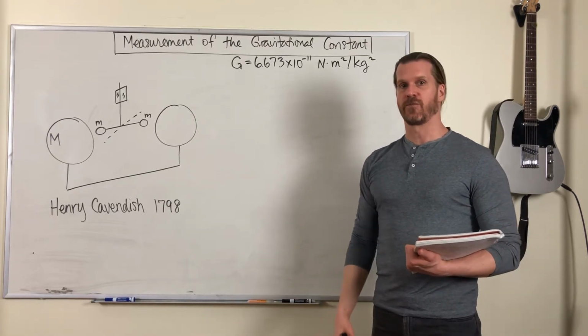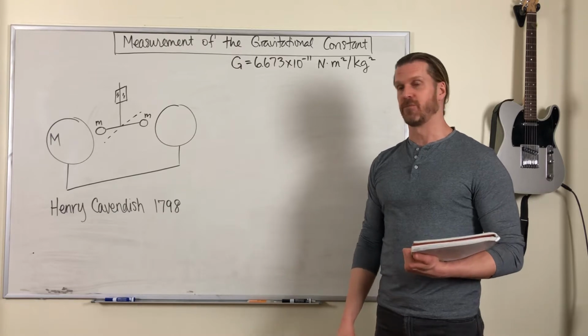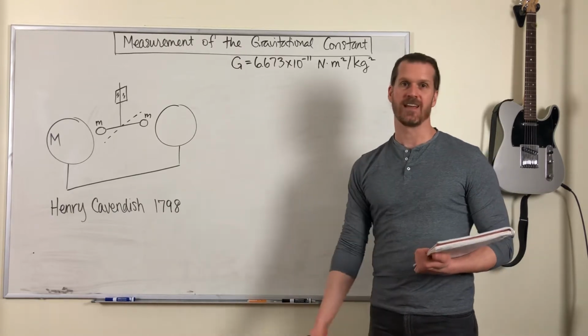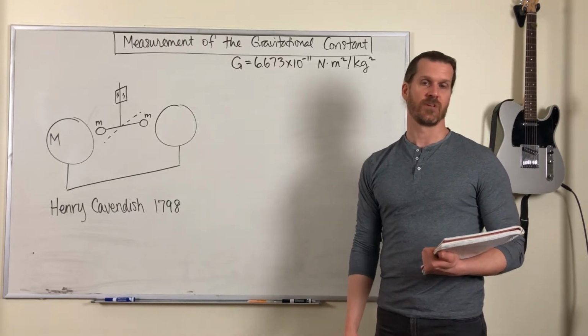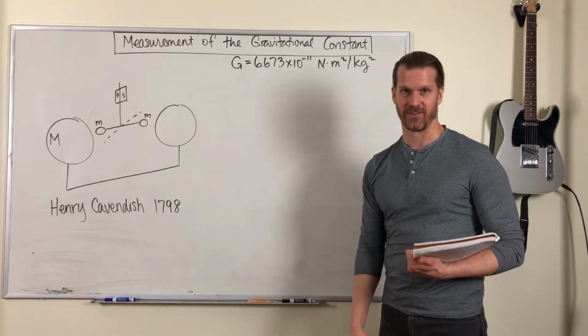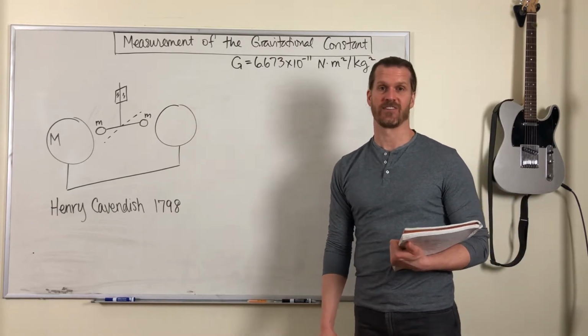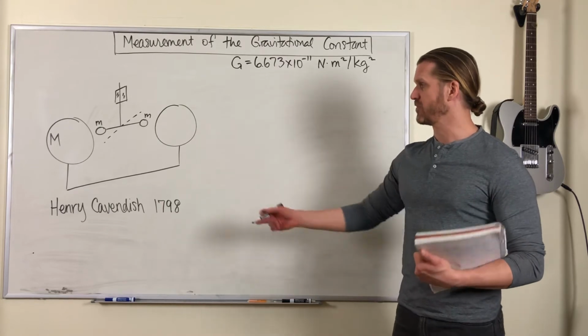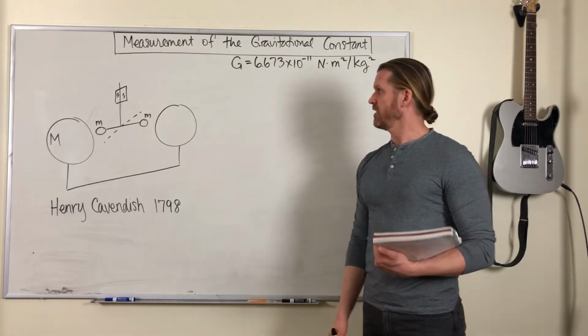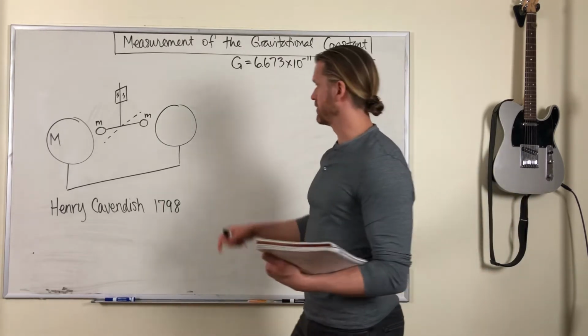Well, the first really precise measurement was made in 1798. This is 100 plus years after Newton came up with the law of universal gravitation. And it was done by Henry Cavendish. And here's how the experiment looks.